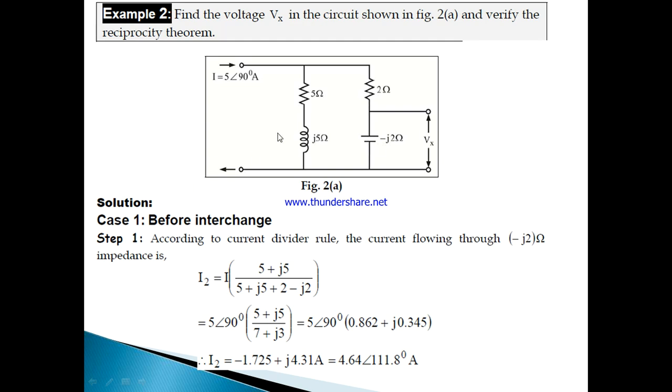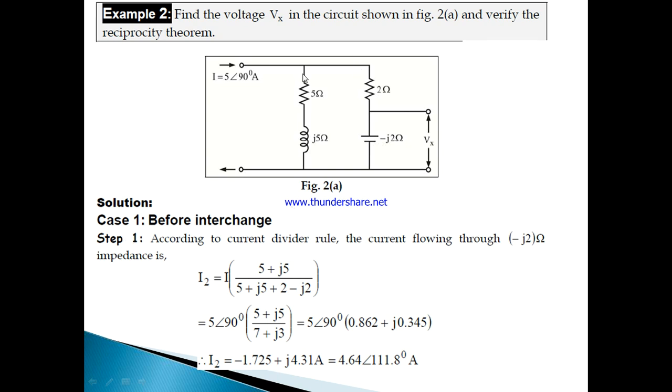So this can be solved in two cases. In case 1, before interchange, the diagram is considered the same and I am going to find the response, that is the Vx value, with the help of current division. The current starts from the source and travels up to here. At this point the current has two paths, so it is going to be divided into two currents, I1 and I2. We are interested only in the I2 current, which flows through the minus J2 ohm capacitor. If I know the current I2 through this branch, I can find Vx, because I2 into minus J2 ohm gives the voltage across the capacitor, that is Vx.